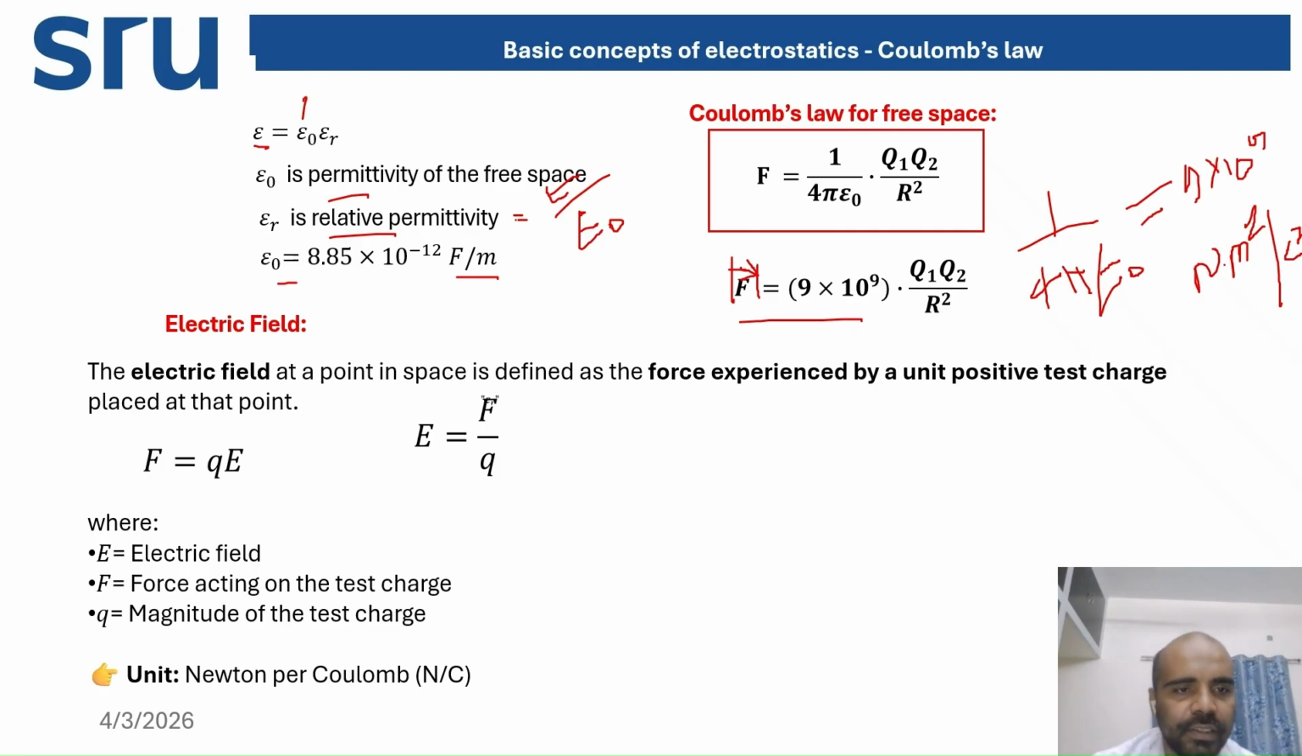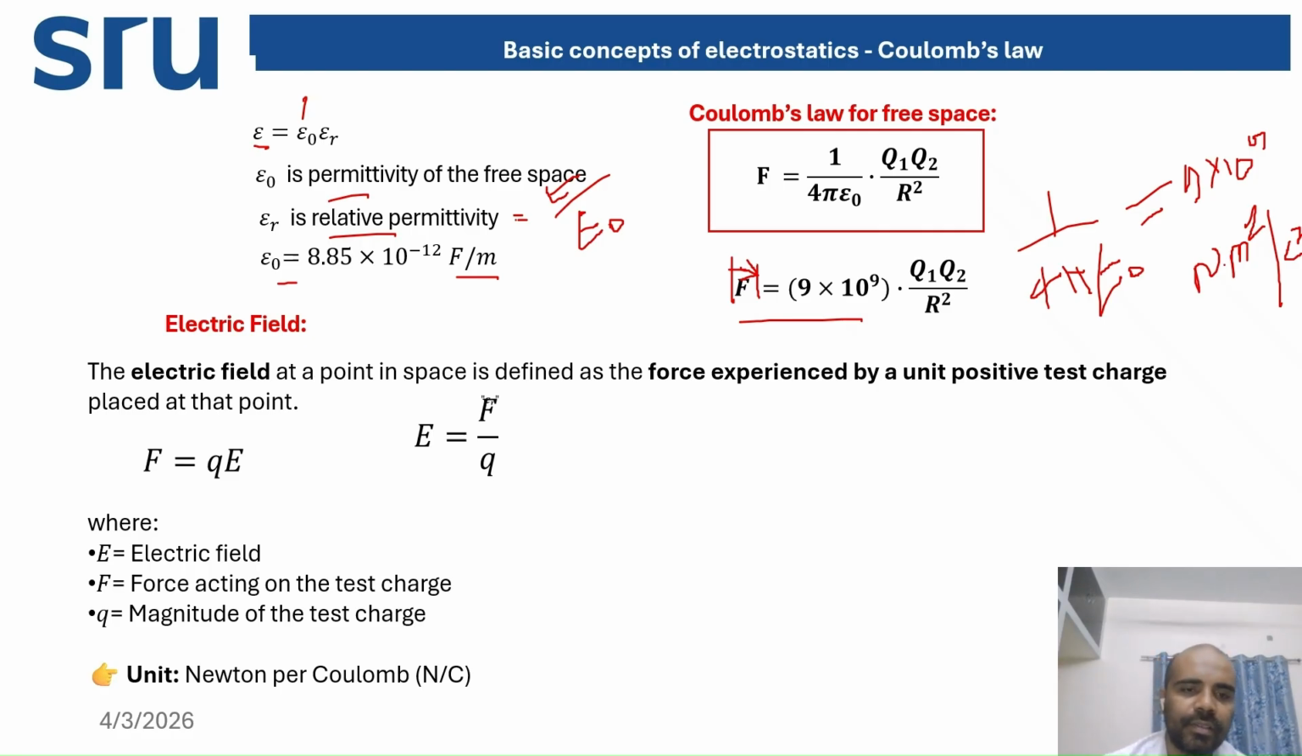So now we'll discuss what is electric field. Electric field at a point in space is defined as the force experienced by a unit positive test charge placed at that point. So the force that is experienced by a unit positive charge at a field point is known as the electric field.